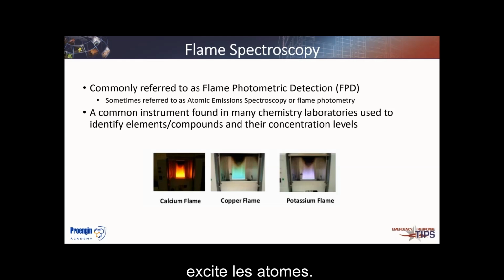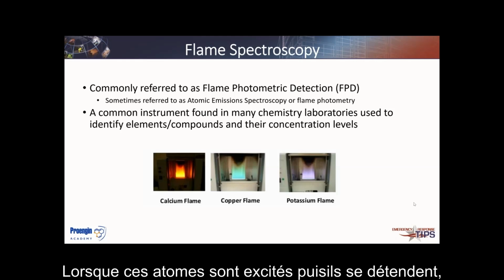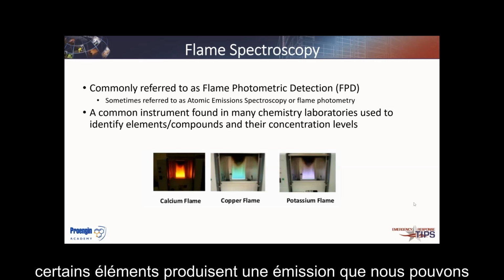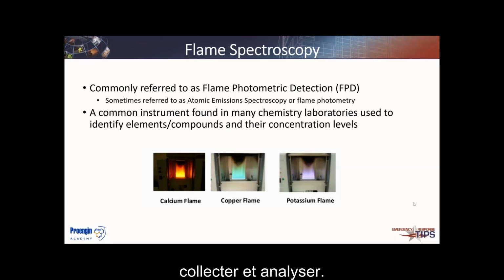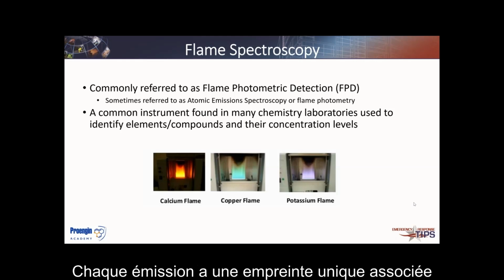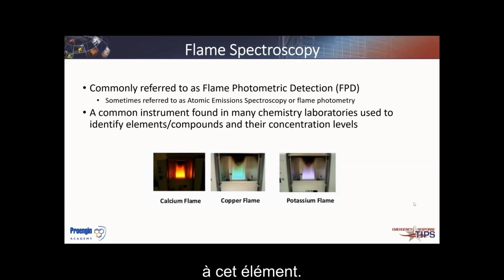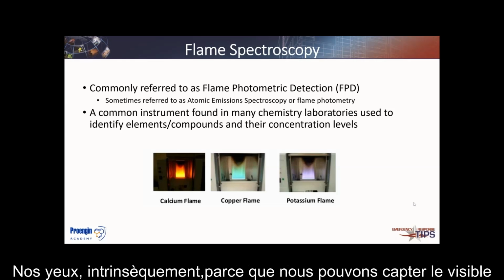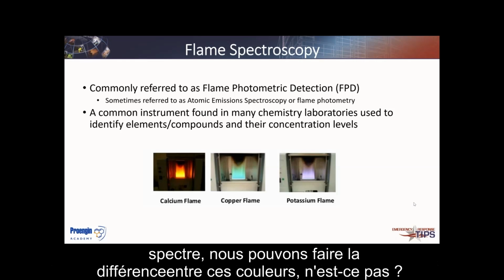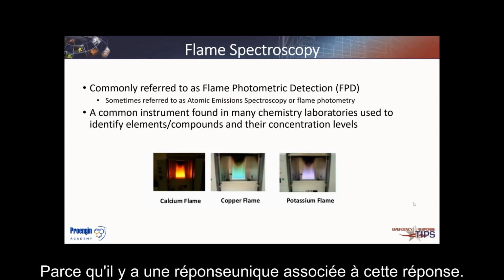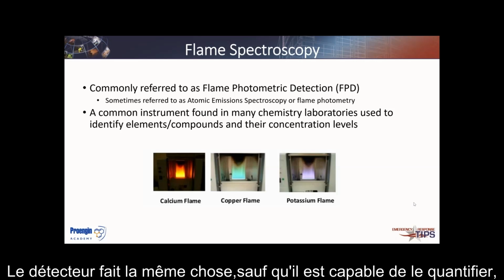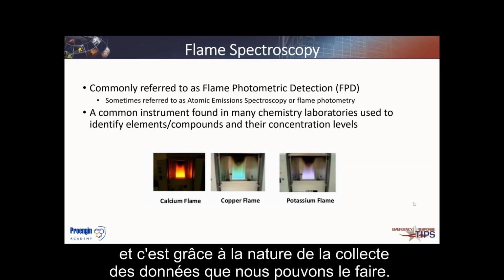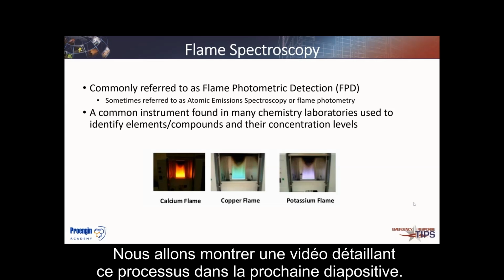is excite the incoming atoms, and when those atoms are excited and then relax, certain elements produce an emission, which you can then collect and analyze. Each emission has a fingerprint associated with that element and that element only. Below, we're showing you the response of calcium, copper, and potassium. Our eyes, because we can pick up the visible spectrum, can tell the difference between those colors, because there's a unique response associated with each. The detector does the same thing, except it's able to quantify that, because of the nature of how the data is collected. I'll go through a video showing that in a little more detail on the next slide.